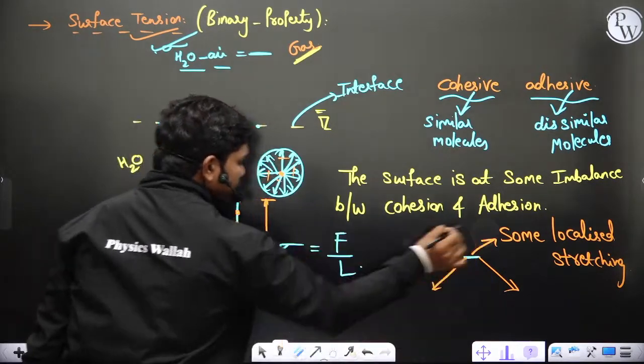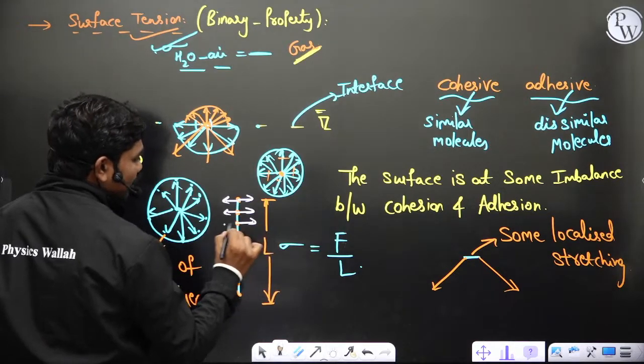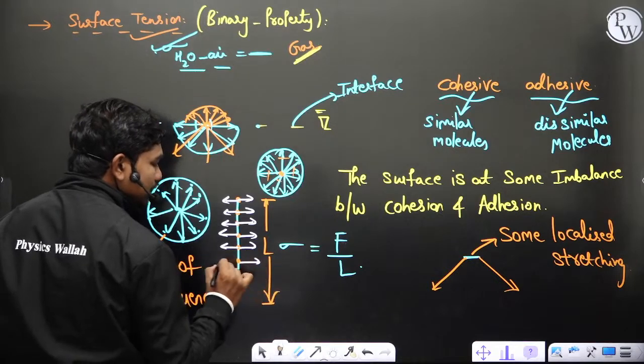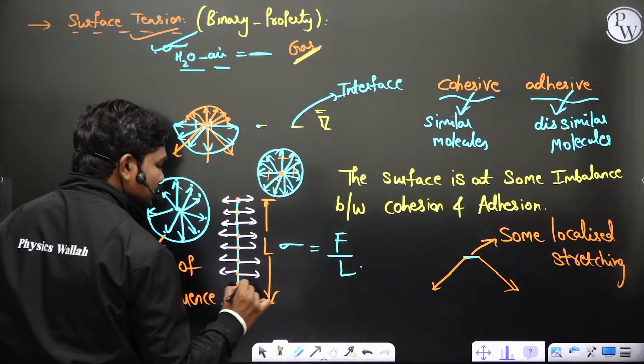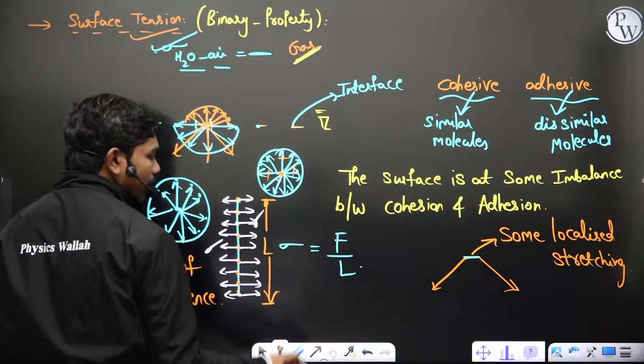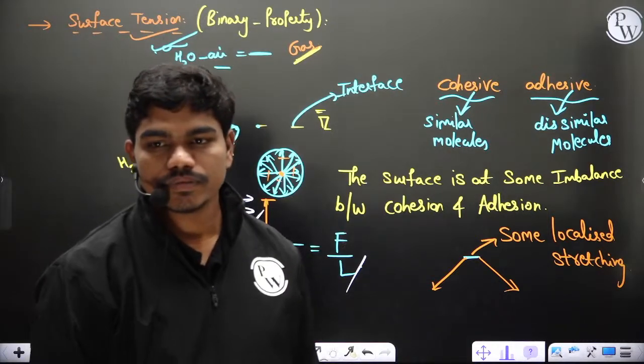Then definitely at every point it is subjected to some localized stretching, and this linear intensity, meaning intensity per length, is nothing but the surface tension force. This is sigma. Obviously sigma is F by L, where L is this length of molecules. Clear?